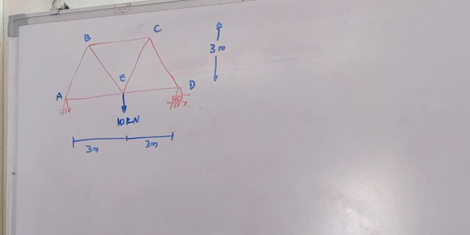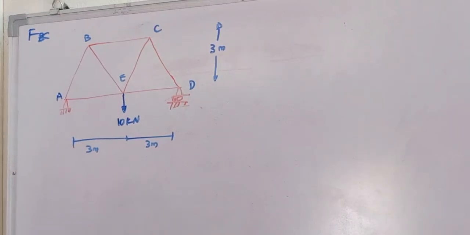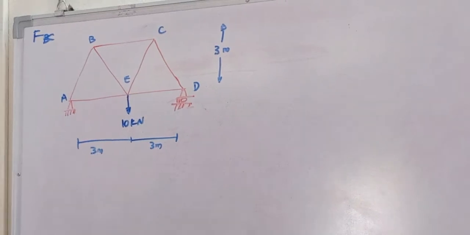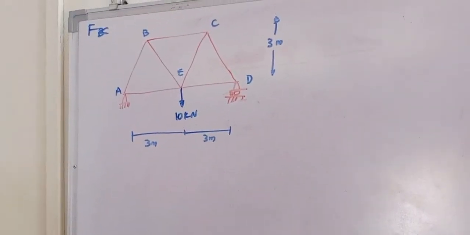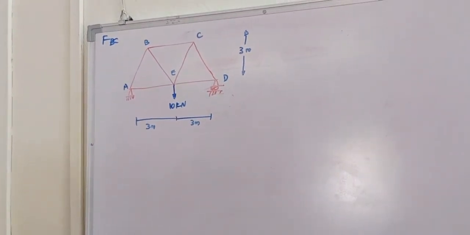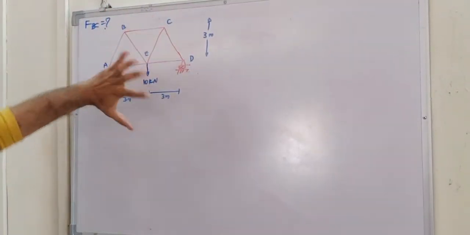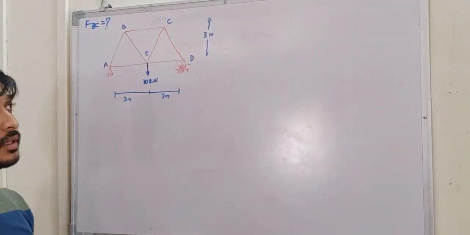So we have to do so much work here. But in the method of sections, what do we have to do? We have to just cut the section which they have asked. They have asked to calculate the force in the member BC. They have asked what is the force in the member BC. So what we'll do is we'll cut this truss, and what are the three conditions?